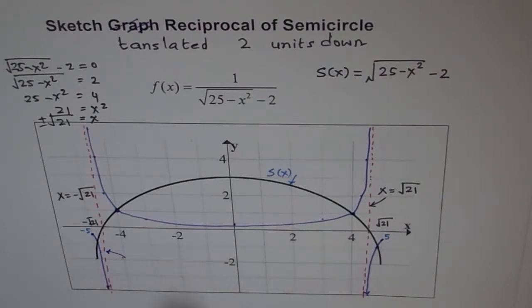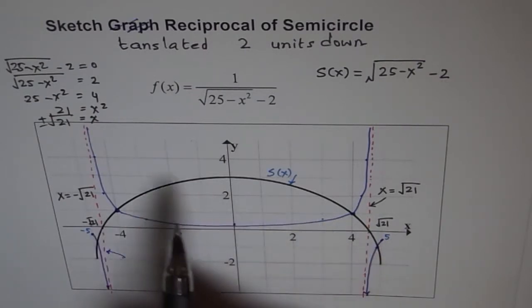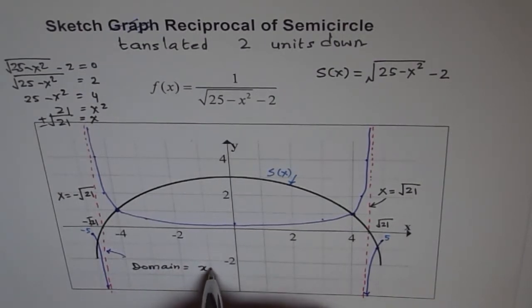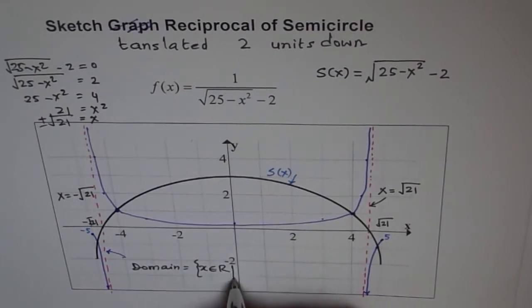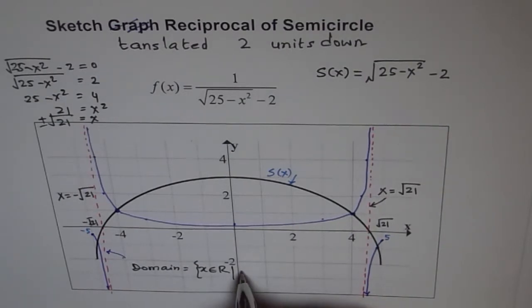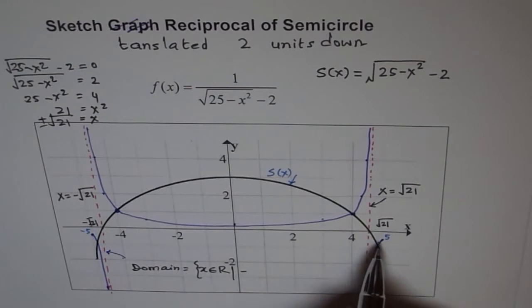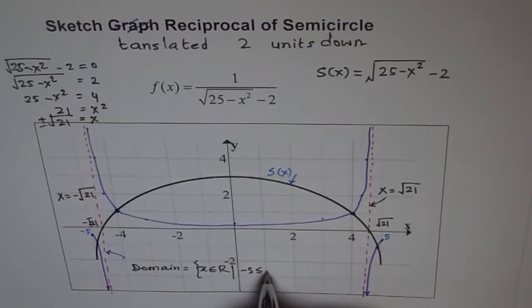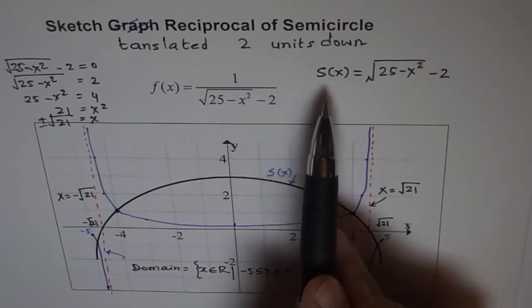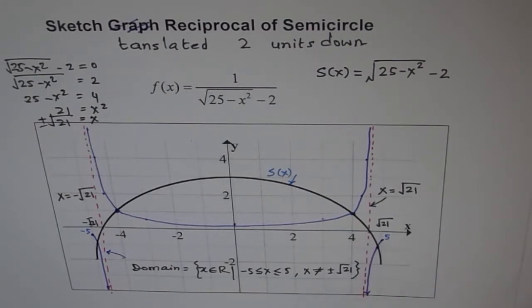So let's complete it. What do you think is the domain of this function, the reciprocal f of x? So we say the domain is x, which belongs to real numbers because they are continuous lines, and x is actually between minus 5 and plus 5. So we can say x is greater than minus 5 and less than or equal to 5, but x is not equal to plus or minus the square root of 21, because at root 21 we have the x-intercept of our S of x, the semicircle shifted downwards, and a vertical asymptote, right?